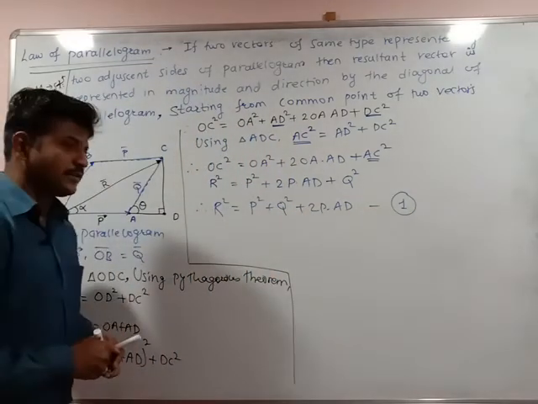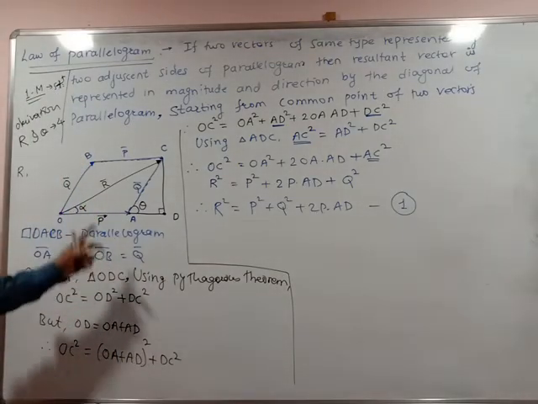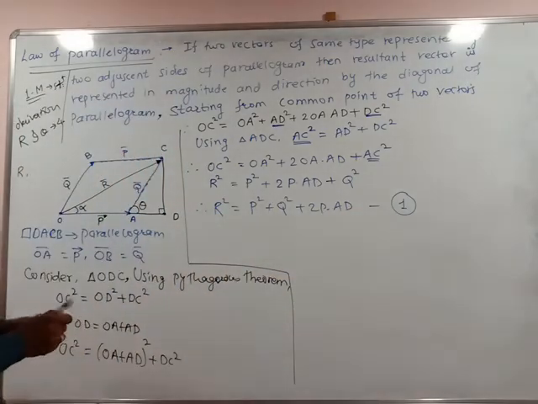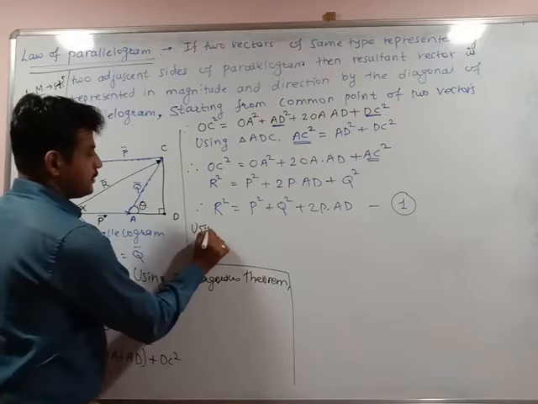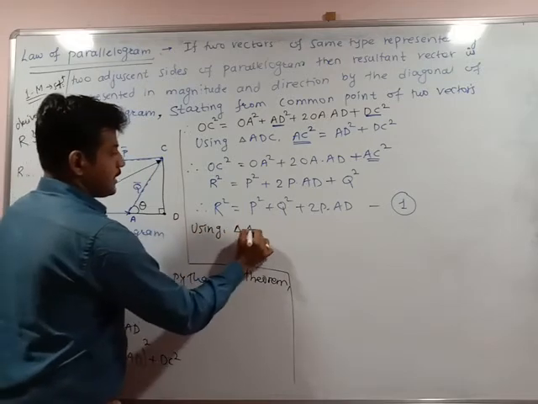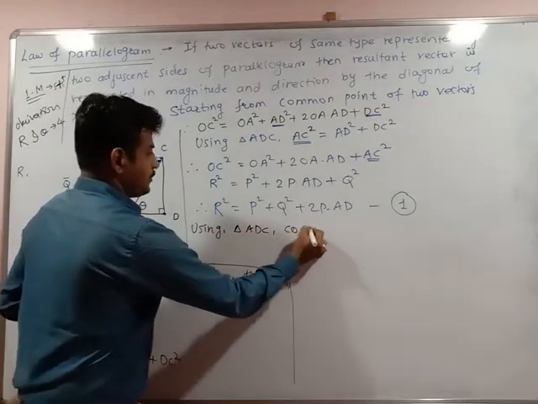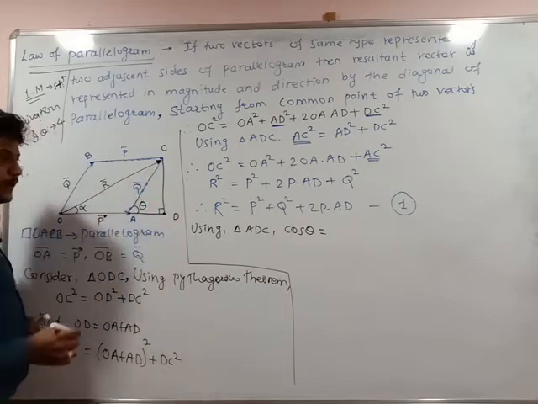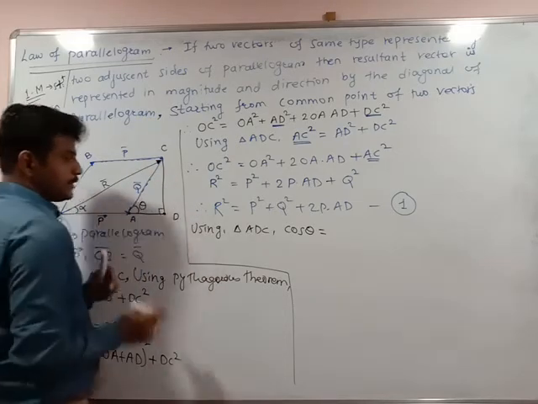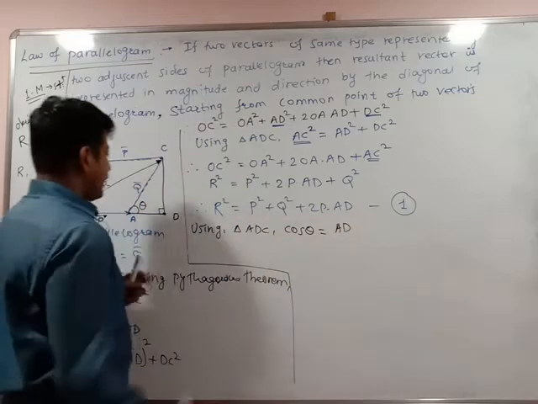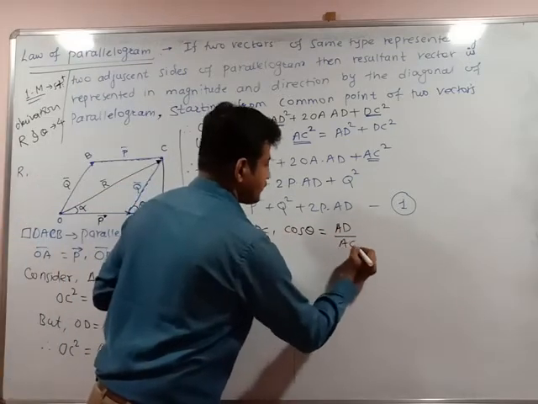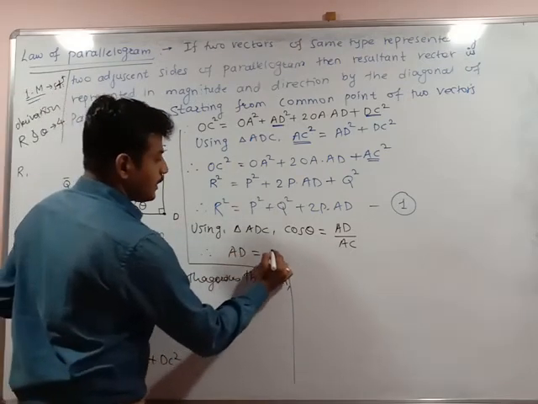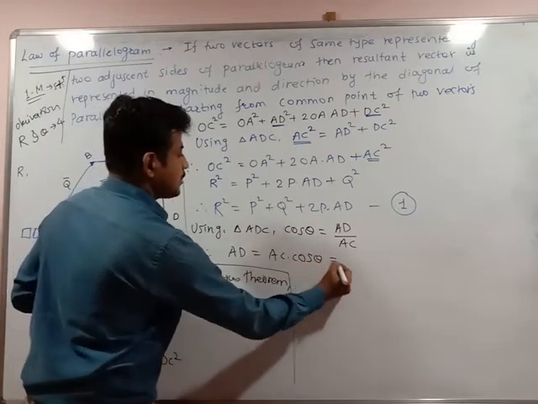See, only using Pythagoras theorem we are going to find here the magnitude of the resultant vector for the parallelogram. But still we have to find the value of AD. See the triangle, using triangle ABC again. What is the value of cos theta? Cos theta is adjacent of the triangle to the hypotenuse of the triangle. So cos theta is adjacent upon hypotenuse. Adjacent is AD and hypotenuse is AC. Therefore, what is the value of AD? AD is equal to AC into cos theta.